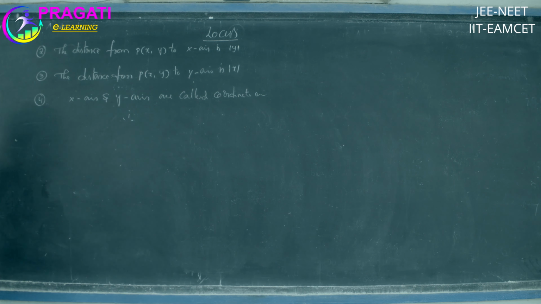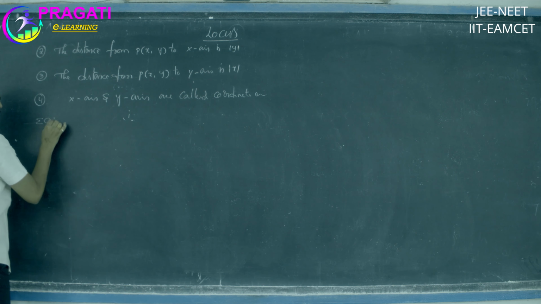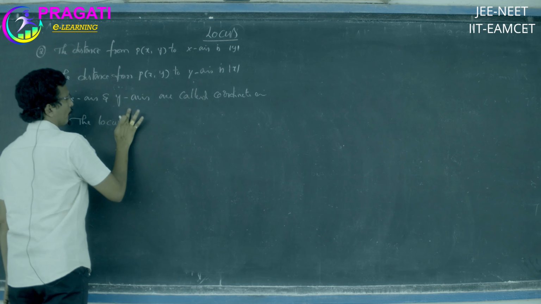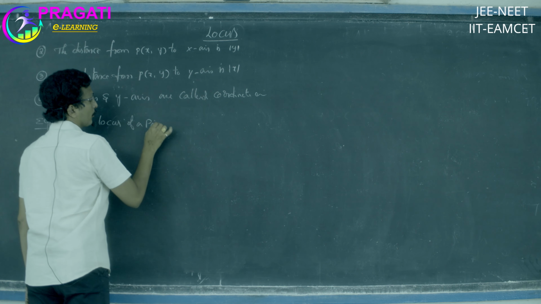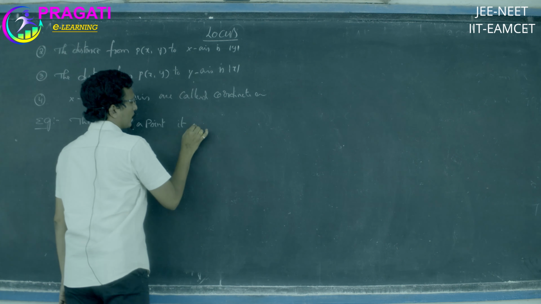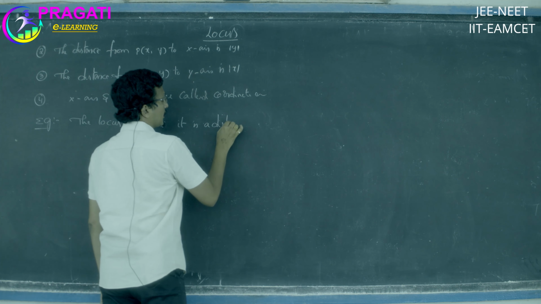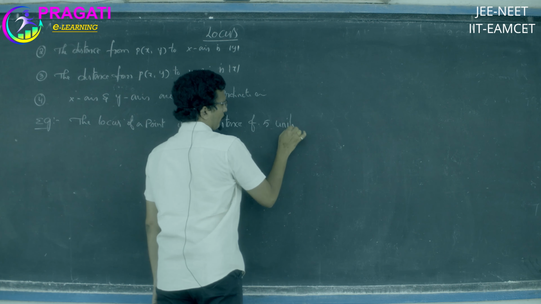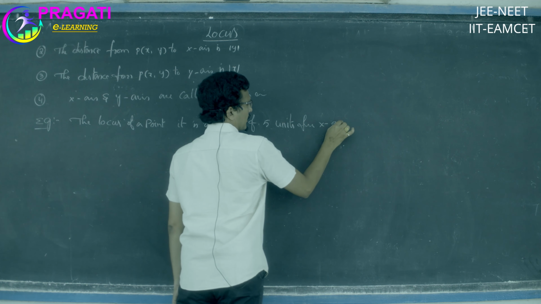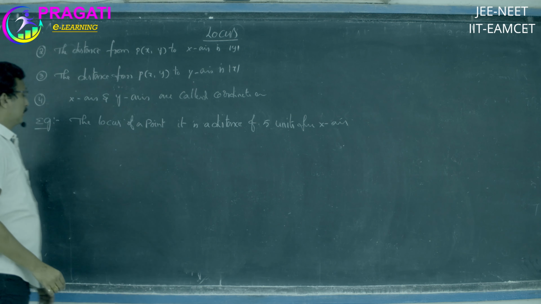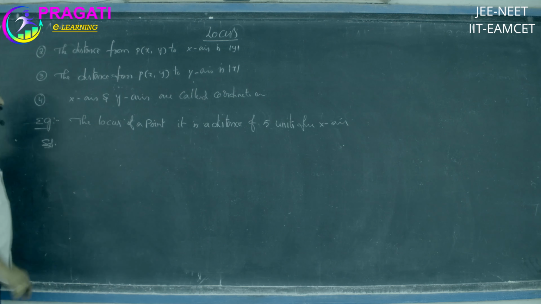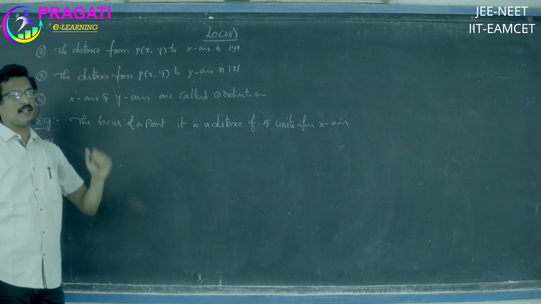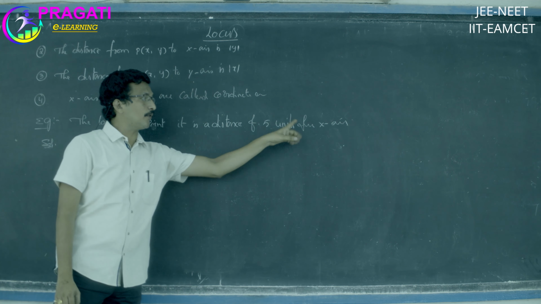One of the examples. The example is the locus of a point, it is at a distance of 5 units from x-axis. Okay, here the solution is, here observe that the locus of a point is P (x, y). It is at a distance of 5 from x-axis.